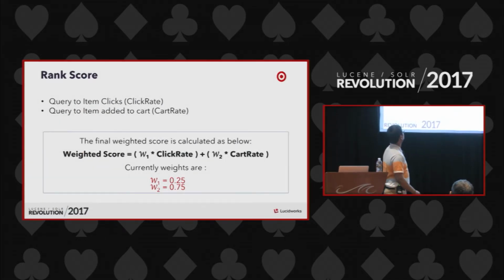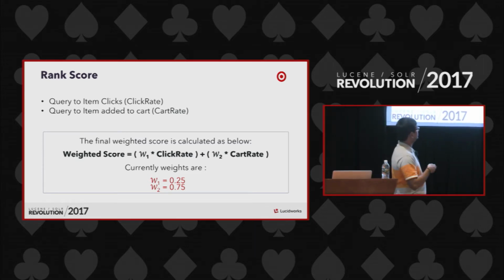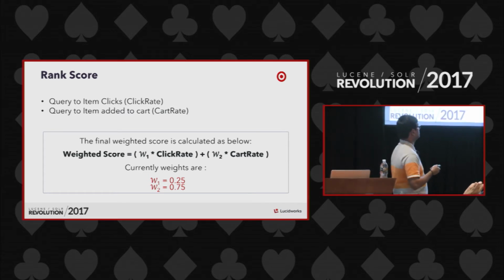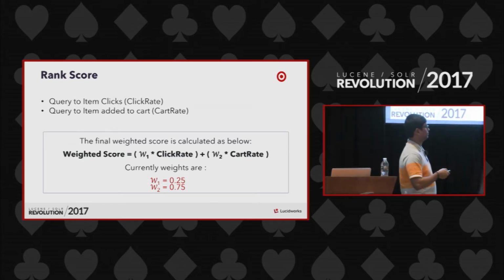So going forward, as I'm talking about clickstream signals, obviously you need to look at different factors here. The two main factors that we are considering are product clicks and products added to the cart for a given search query. And then we take a weighted summation of these two signals, giving more weight to the cart add rate. Right now this is a manual configuration, but we are trying to learn this in a better way. I will come to that in the further slides.